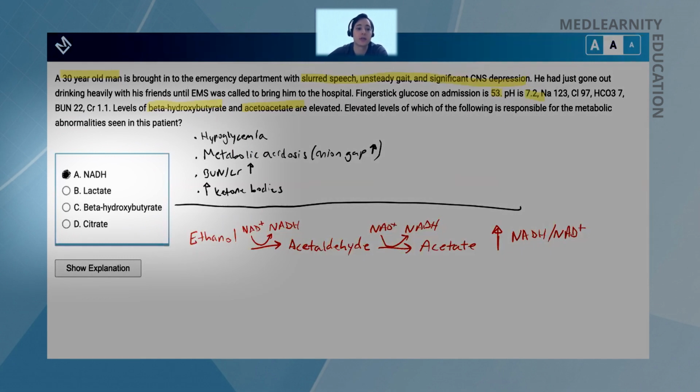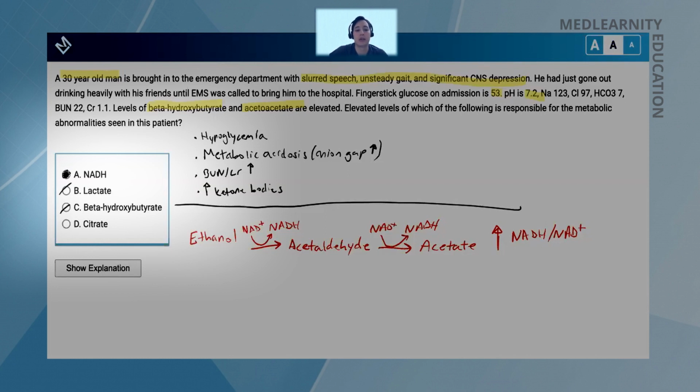Just to go over the other answers here. So the lactate level is responsible for the anion gap acidosis, at least partially, but won't explain all the other metabolic issues here, like hypoglycemia. Ketone bodies: beta hydroxybutyrate is a ketone body, so that'll be responsible for the elevated ketone levels and acidosis, but again, not the hypoglycemia.